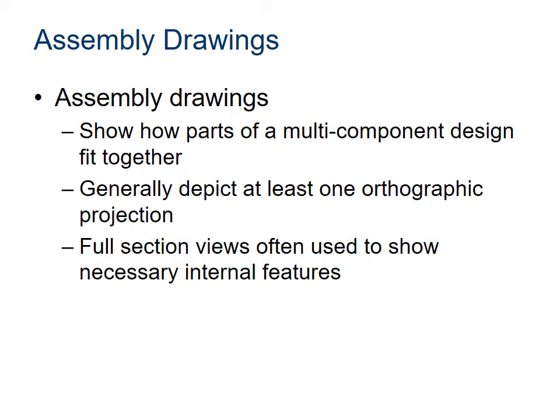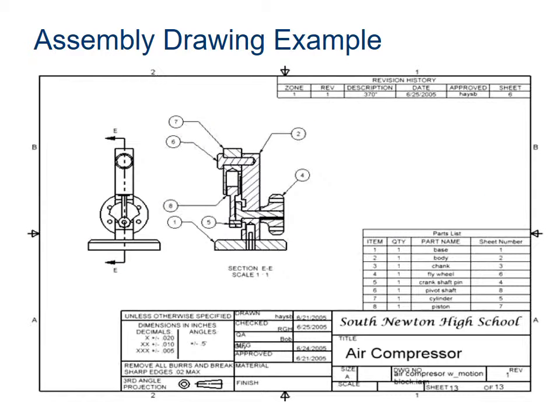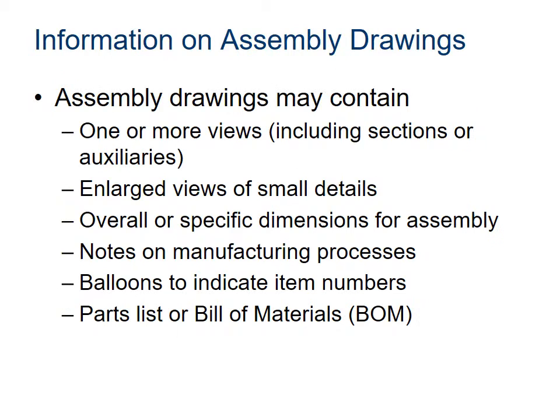Assembly drawings are the next part of your working drawing set. Assembly drawings show how a multi-component design fits together. They should have a projection, and they should show all necessary internal features. This would be an example of an assembly drawing. Notice that it has a parts list, it has specifications on how it's assembled, it has a section view where it cut it open so you could see the insides of the part, and you can see the whole part there.